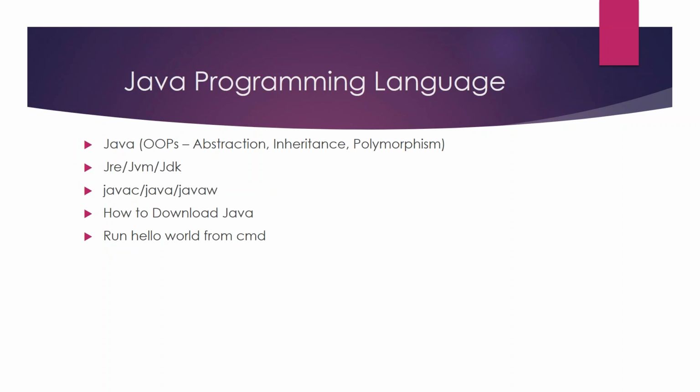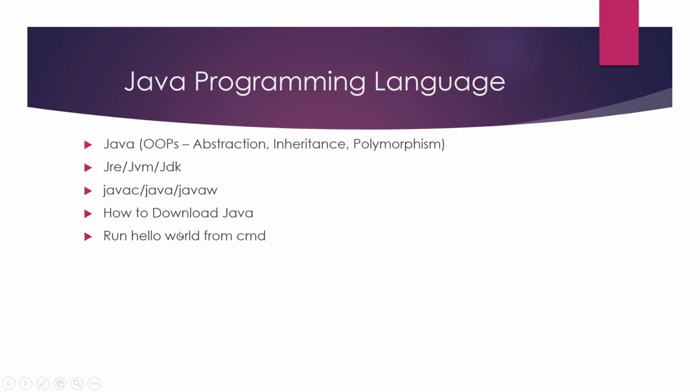So look at the Java programming language right now. Before starting Selenium, I always introduce the Java programming language to learn, because I am writing code with the help of Java. So Java is an OOPS concept. We will learn more about abstraction, inheritance, and polymorphism. JRE, JVM, JDK, we will discuss right now. And what is javac? It's called the Java compiler. Okay, Java, javaw, what is this? We will discuss it right now.